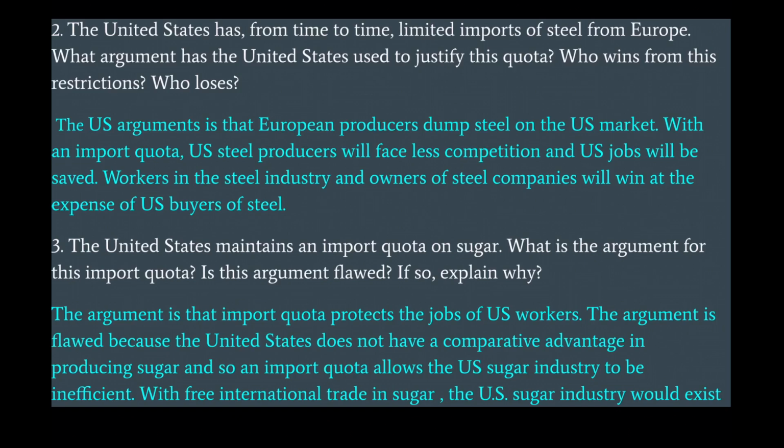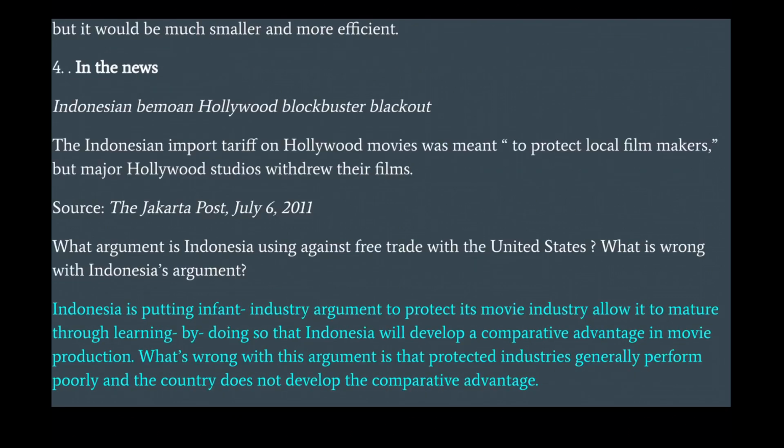With free international trade in sugar, the US sugar industry would exist, but it would be much smaller and more efficient. Fourth, in the news: Indonesian ban on Hollywood movies, a blockbuster blackout. The Indonesian import tariff on Hollywood movies was meant to protect local filmmakers, but major Hollywood studios withdrew their films. The source is the Jakarta Post, July 6, 2011.